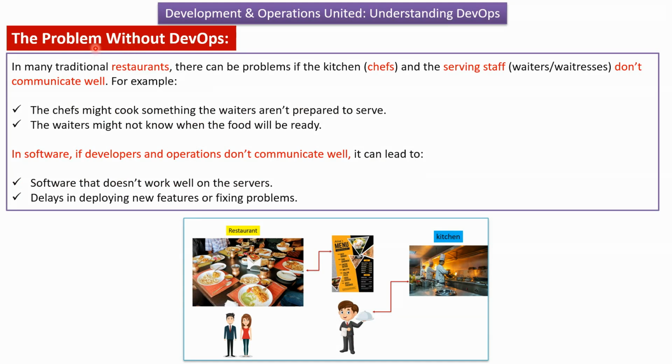Now we will see what problems we will face without DevOps. In many restaurants, there can be problems if the chef and serving staff don't communicate well. For example, the chef might cook something and the waiters aren't prepared to serve. The waiters might not know when the food will be ready. Like that, in software, if developers and the operations team don't communicate well, then it can lead to the software not working well on the servers, and delays in deploying new features or fixing problems.